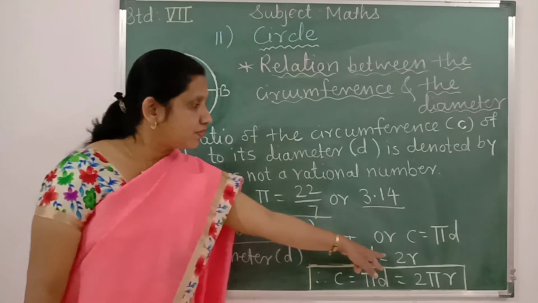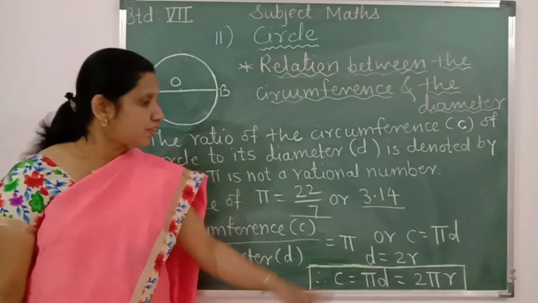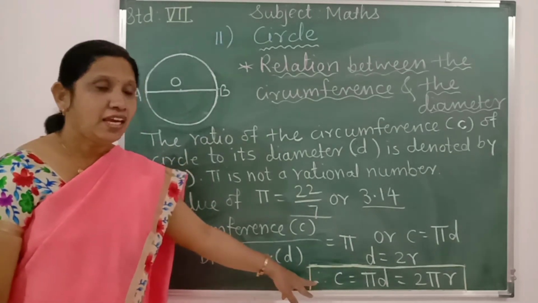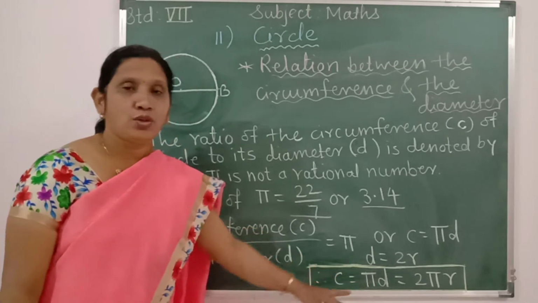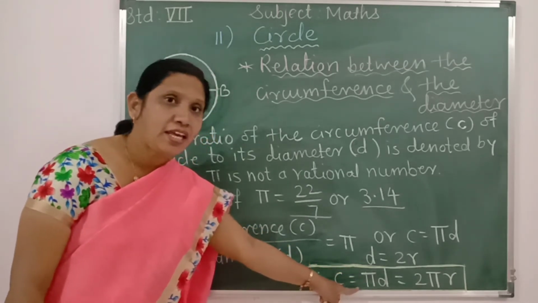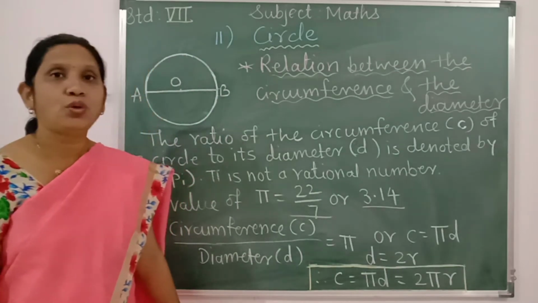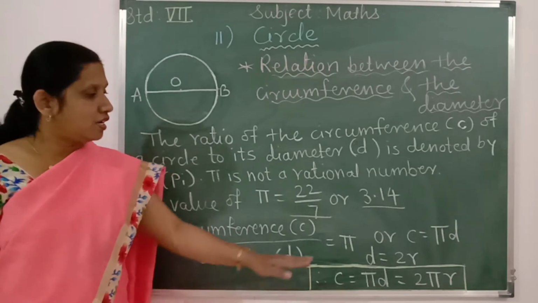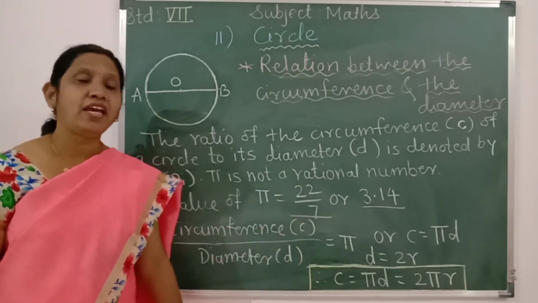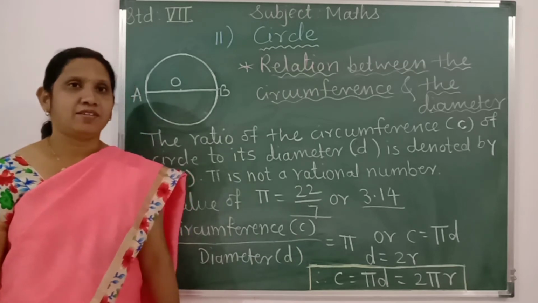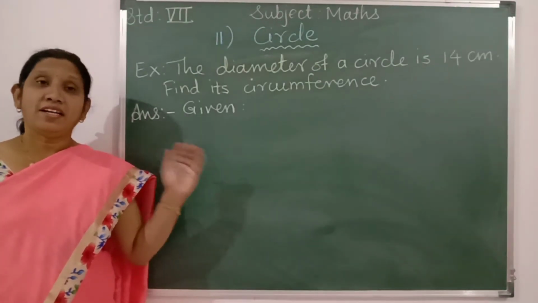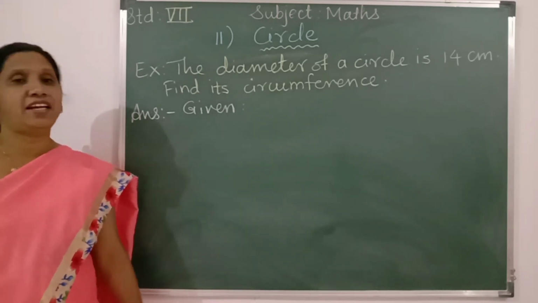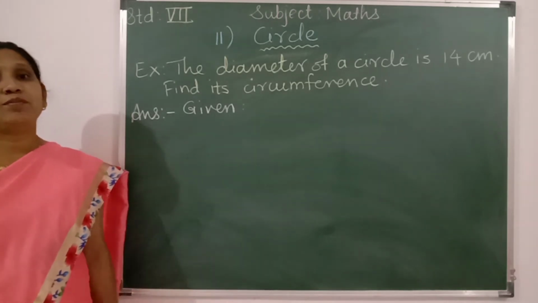Children, diameter is twice the radius. So D is equal to 2r. We can write it. Therefore, C, that is circumference, is equal to, you can take the formula either pi d or 2 pi r. So it's very easy to remember the formula. Circumference C is equal to pi d or 2 pi r. Is it clear? To understand this concept, relationship between circumference and diameter, we'll solve some solved examples.